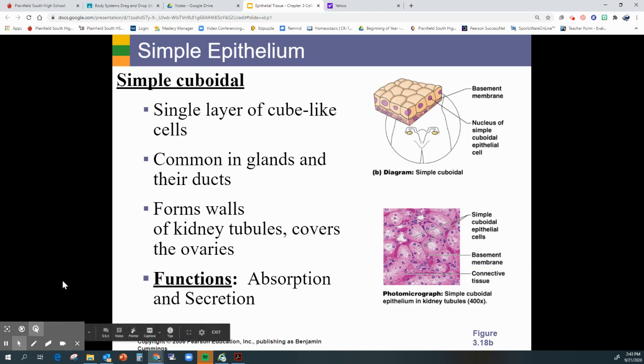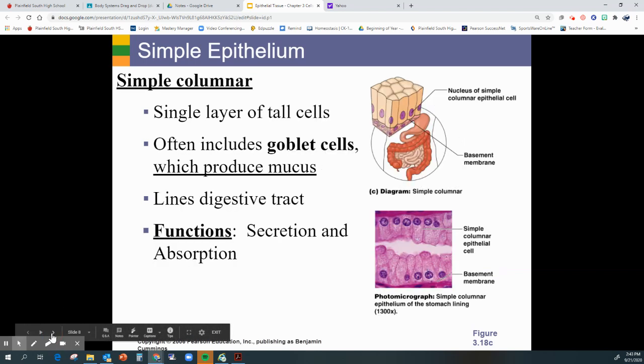So that is simple cuboidal. Simple columnar is next. A simple columnar looks very much like simple cuboidal. They're just taller. These have more of a rectangle shape instead of a box shape. You can see this one much better here. They have these really tall, column-shaped cells, with the nucleus right along the bottom here at the basement membrane.